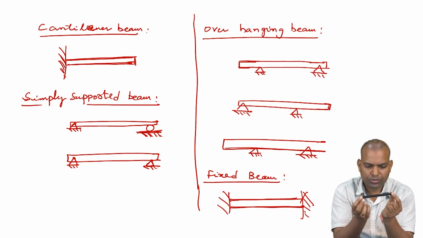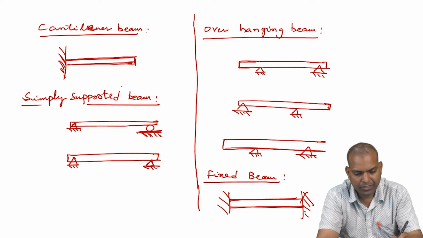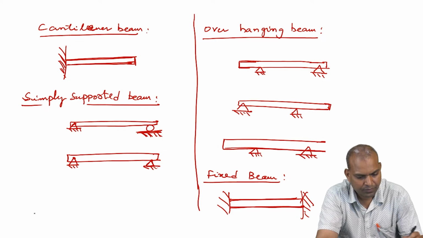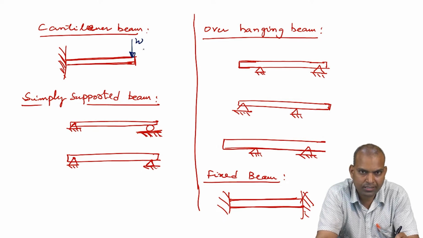Now for supports, the reactions will be different. Suppose the load is applied. If the load is applied as a point load, this type of load is known as a point load, or another name for point load is a concentrated load.